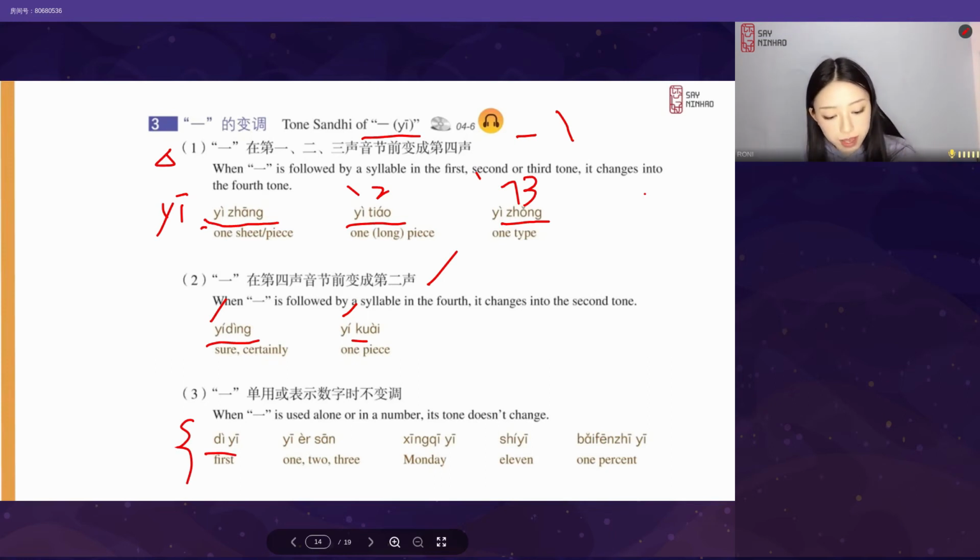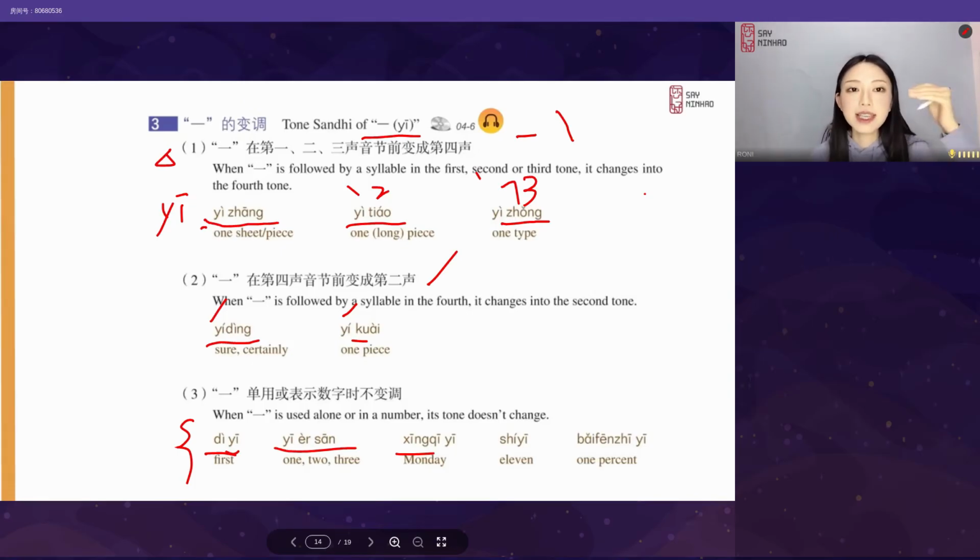It won't change. For example, like 第一. yī in 第一 means first. So yī won't change. Next, 一二三 means 1, 2, 3. It is used in numbers, so it won't change too. Next one, 星期一 means Monday, so it won't change too. Next one, 十一 is a number, so it doesn't change. It means 11. Last one, 百分之一 means 1%. It still won't change because it is used in a number.